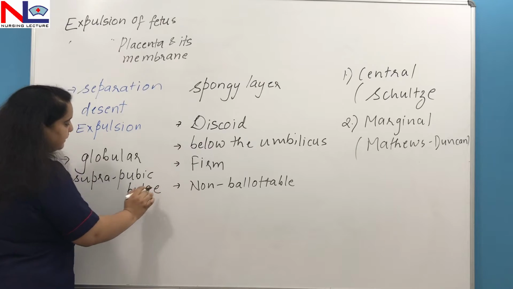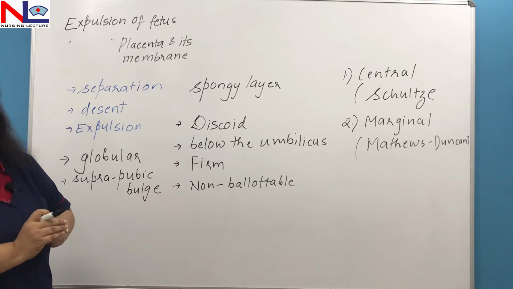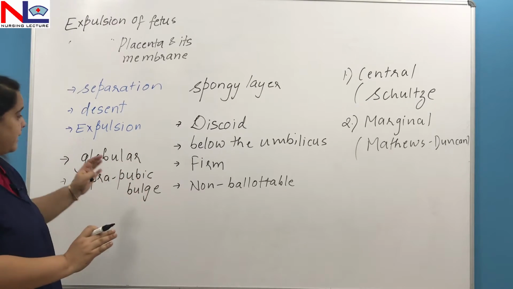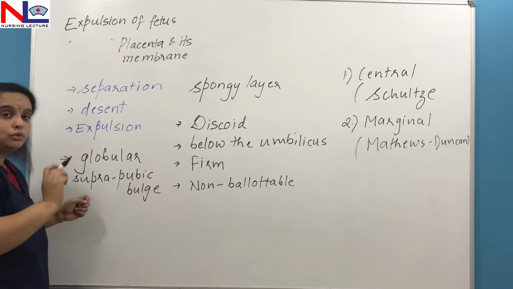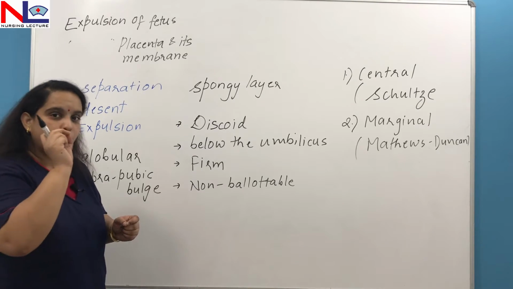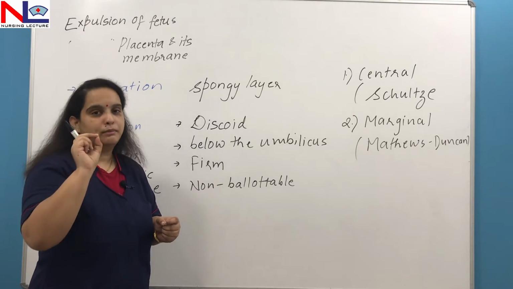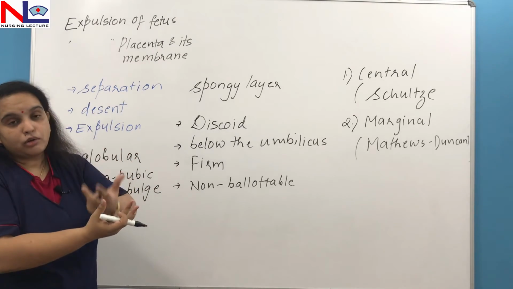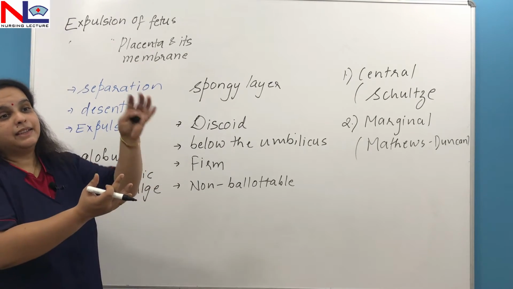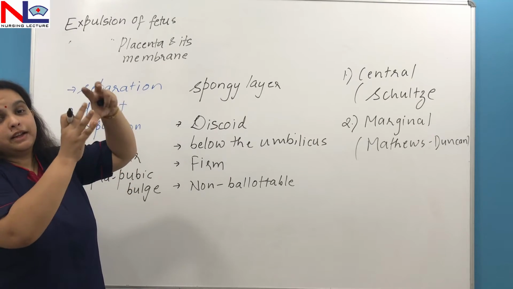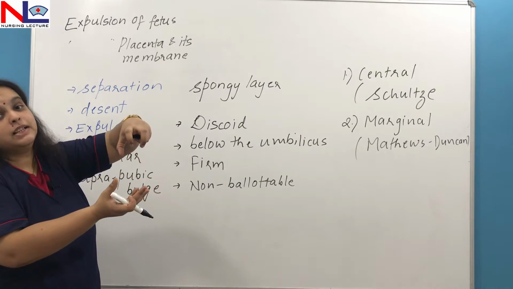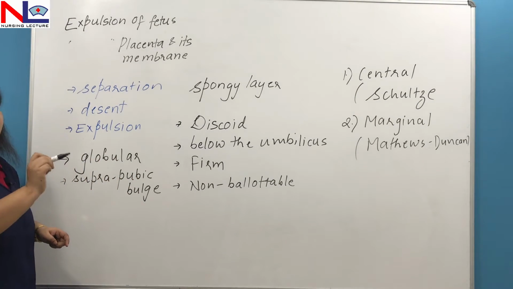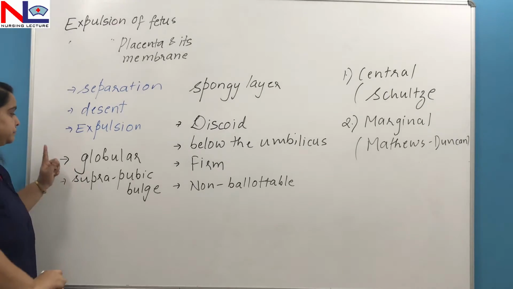We can identify easily. There is a suprapubic bulge because the placenta is occupying the lower segment, and the height of the uterus slightly increases. It goes slightly up from the umbilicus because the placenta is separated and occupying the lower segment, and this contracted or retracted upper segment rests upon the placenta or the lower segment. So the height goes slightly above the umbilicus, right?